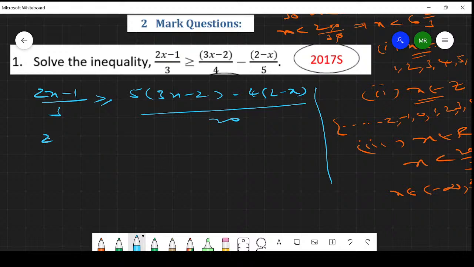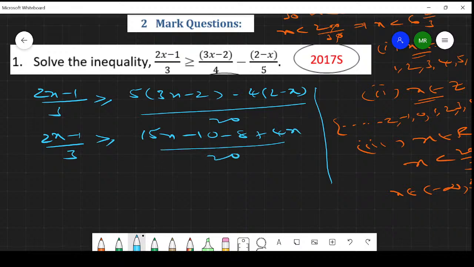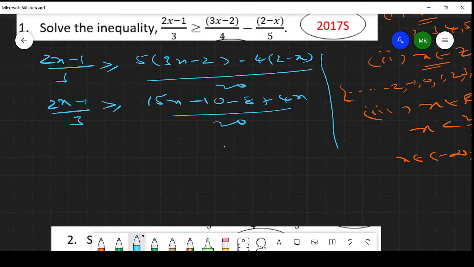If I simplify, 2x minus 1 by 3 minus 1 by 3 is greater than or equal to, multiplying this by 20, 15x minus 10 minus 8 plus 4x. Now simplify this: 2x minus 1 by 3 is greater than or equal to 15x plus 4x is 19x, 19x minus 18 by 20.